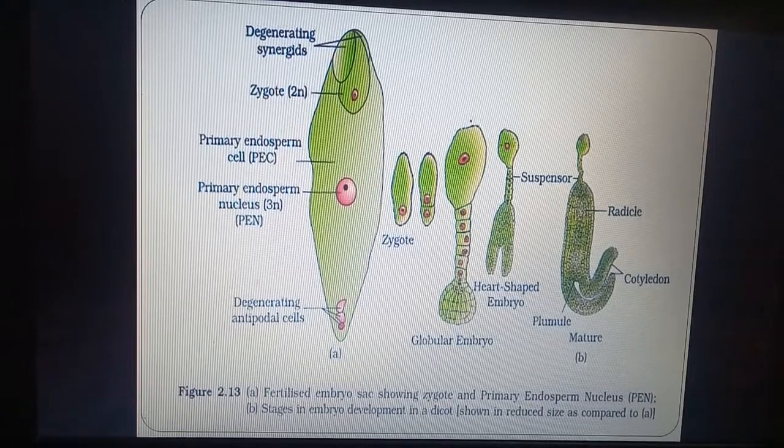In figure B we can see stages in embryo development in a dicot. The zygote divides and forms a globular embryo with many cells. Then the embryo becomes heart shaped, a suspensor, a long stalk, is produced, and the embryo differentiates into the plumule, which will form the shoot, the radicle, which will form the future root, and cotyledons. Since there are two cotyledons, we can see two parts and the heart shape, it is a dicot embryo.